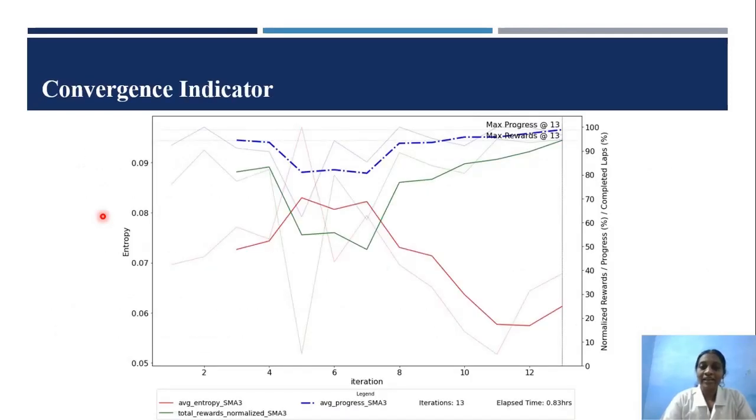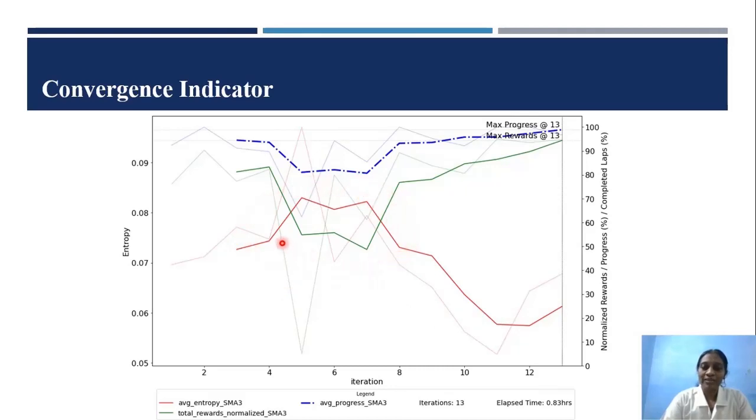This has been explained in this graph. It is a graph between iteration and entropy, as well as iteration and rewards, progress of completion, and number of laps completed. In this graph, the entropy starts at a minimum level and slightly increases and decreases, and the curve is increasing like a plateau, then it starts decreasing. After decreasing for a certain period of time, again it starts increasing. So this is a place where we have a convergence.